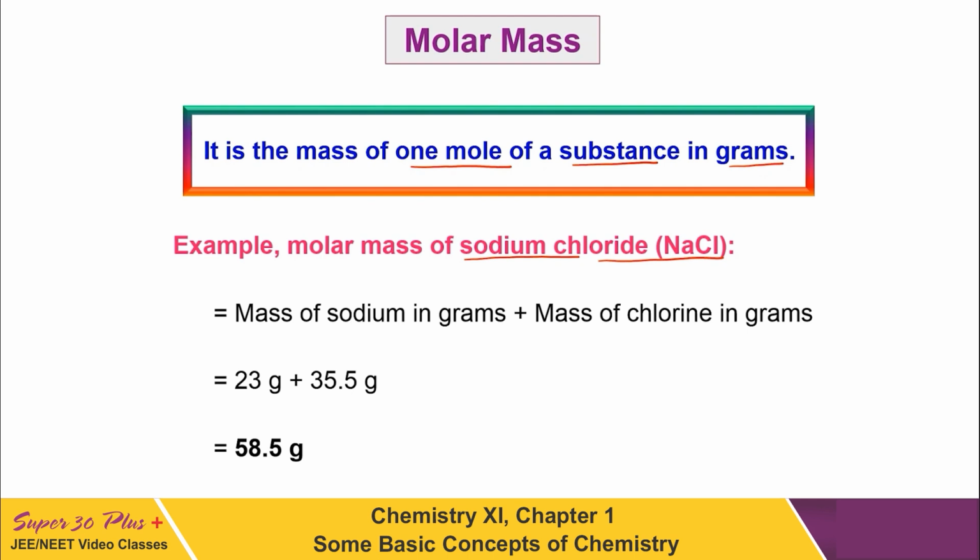It will be equal to the sum of the masses of its components. Now what are the components of NaCl? Sodium and chlorine. The atomic mass of sodium is 23, and the mass of chlorine is 35.5, which is the average of the isotopes of chlorine. So finally it comes to 58.5. So this 58.5 gram is the molar mass of NaCl, which simply means that 1 mole of NaCl will be equal to 58.5 grams. Please note.